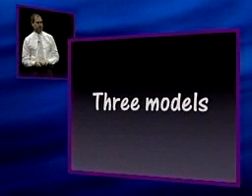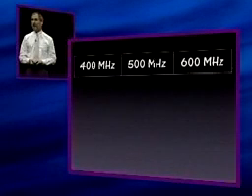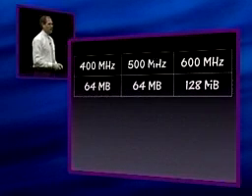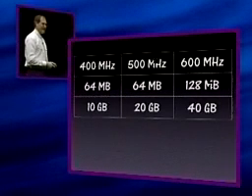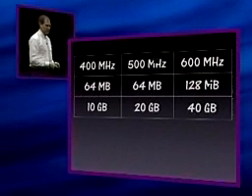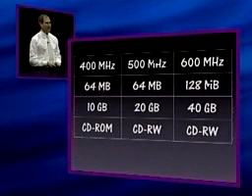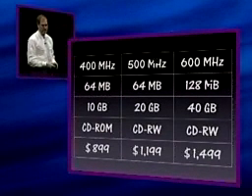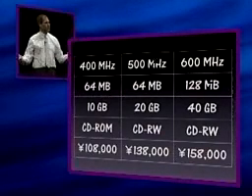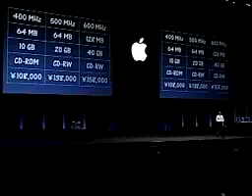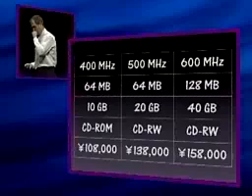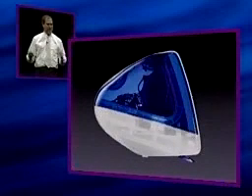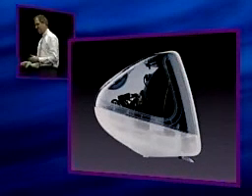We have 3 models: 400, 500, and 600 megahertz G3 processors, 64 and 128 megabytes of memory, 10, 20, and 40 gigabyte hard drives, CD-ROM on the low end, CD read-write on the top 2. The prices are $899, $1199, and $1499, or 108,000 yen to 158,000 yen. And we're offering them in our 2 most popular colors, indigo and graphite.